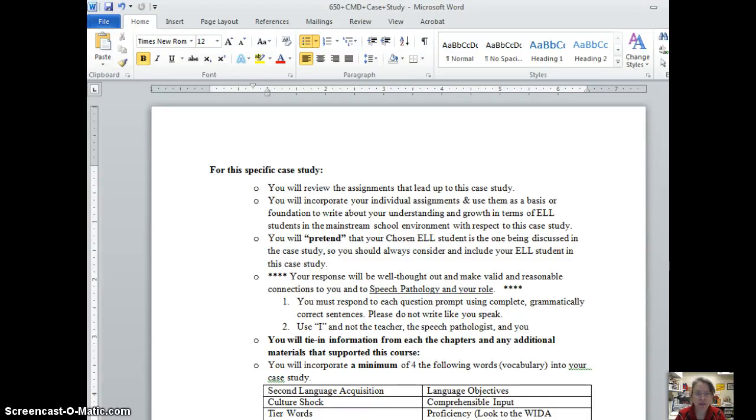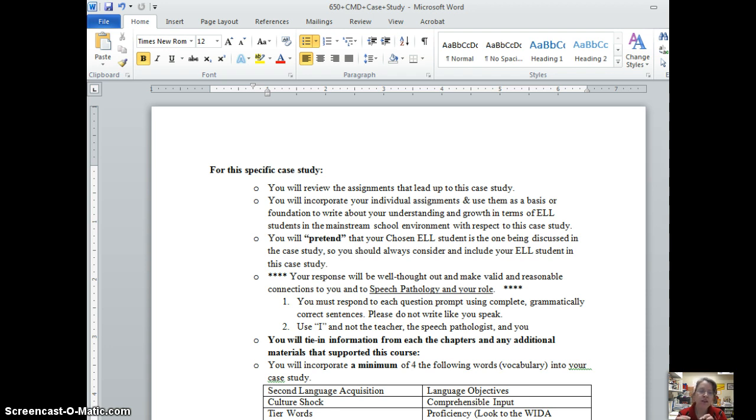Case study instructions for CMD majors. You will review the assignments that led up to this case study, such as listening, oral language, academic language, reading, and whatnot. You will incorporate your individual assignments and use them as a basis of your foundation to write about your understanding and growth in terms of ELL students in the mainstream school environment with respect to this case study.